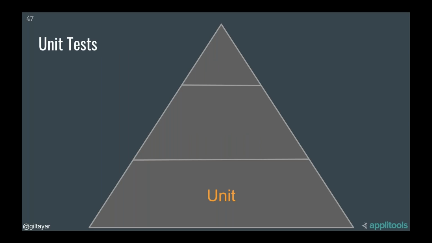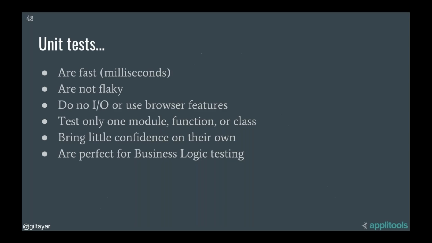Unit tests test one class, sometimes 2, but basically one class. They are very, very fast. I'm talking a millisecond per test, even less, sometimes a little bit more. They are not flaky. They will always run. And if they succeed, they will always succeed. And if they fail, they will always fail. Because they don't use any I/O, and because we're talking about front-end testing, they're not using any browser features. They're pure business logic.